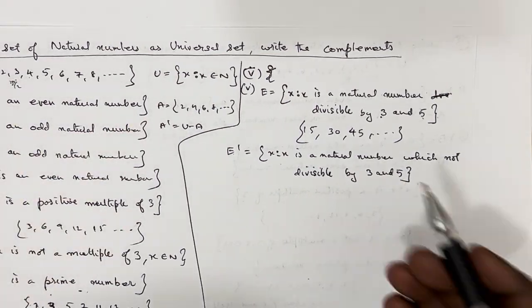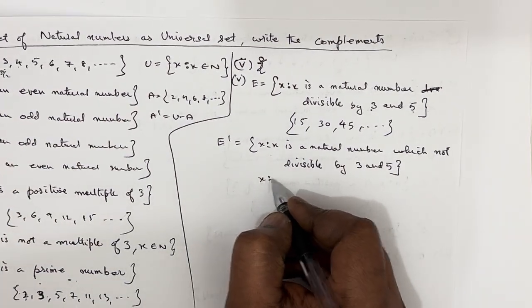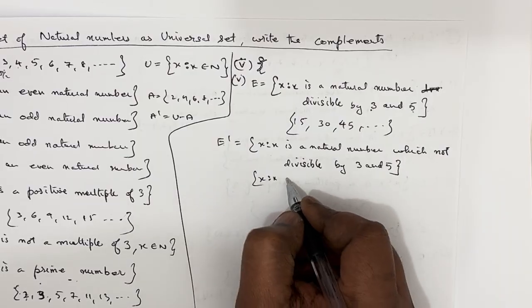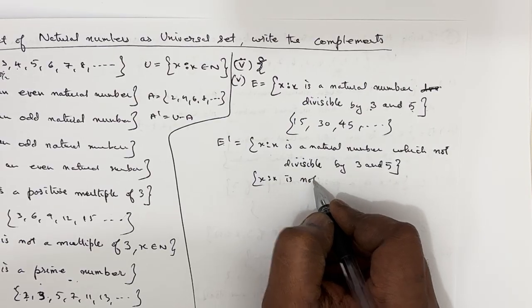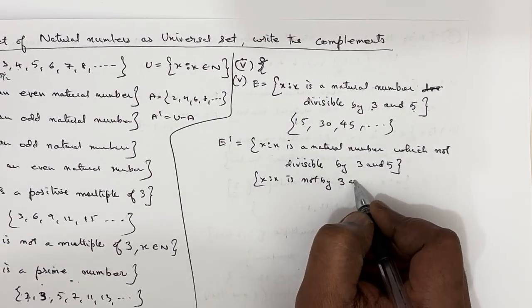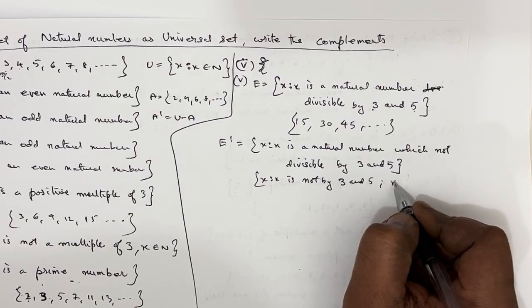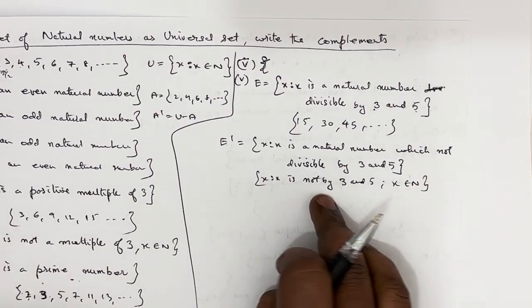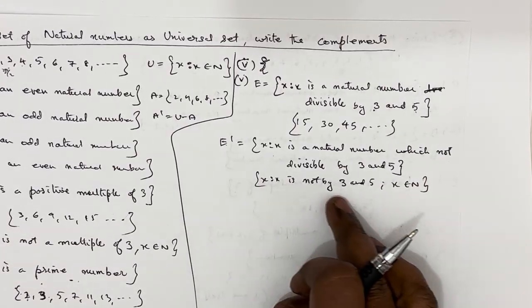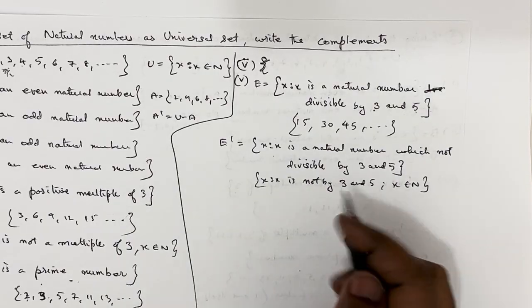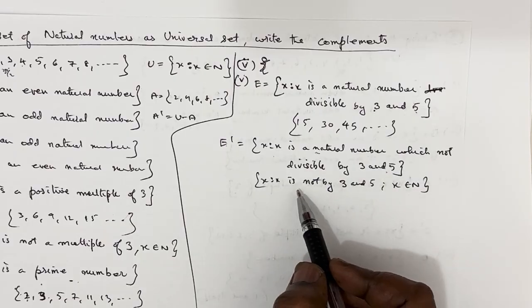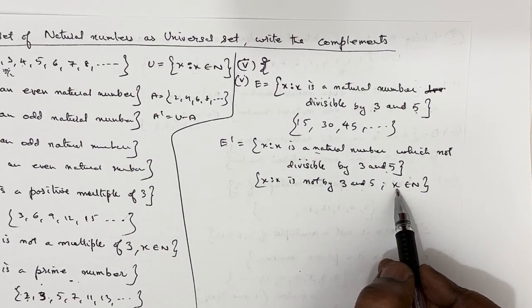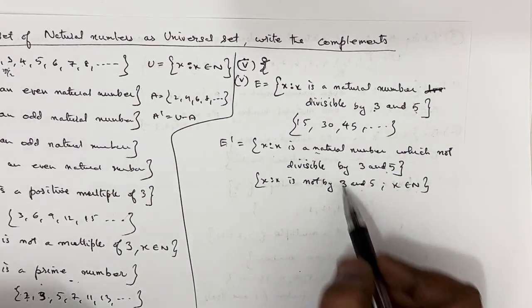Just the opposite. Or you can write also x such that x is not divisible by 3 and 5, and x belongs to natural numbers. You can write this also. Same thing we have here, natural number. x is a natural number which is not divisible by 3 and 5, or x is not divisible by 3 and 5 and x belongs to natural numbers. You can write it any way.